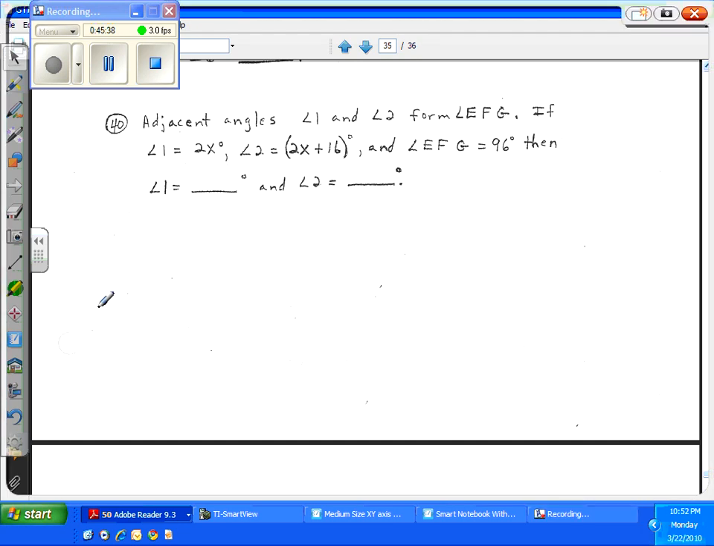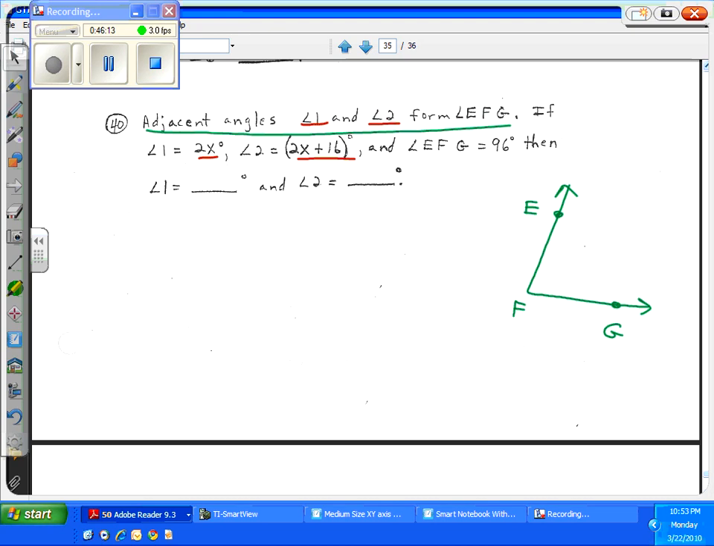Adjacent angles 1 and 2 form angle EFG. Now that's getting a little complicated here, so we're going to draw a picture. Angle EFG was the big angle formed. It was formed by angles 1 and 2, two smaller angles. Remember, if you get stuck in the mud, you put it in four-wheel drive. If you get stuck in geometry, you draw a picture.